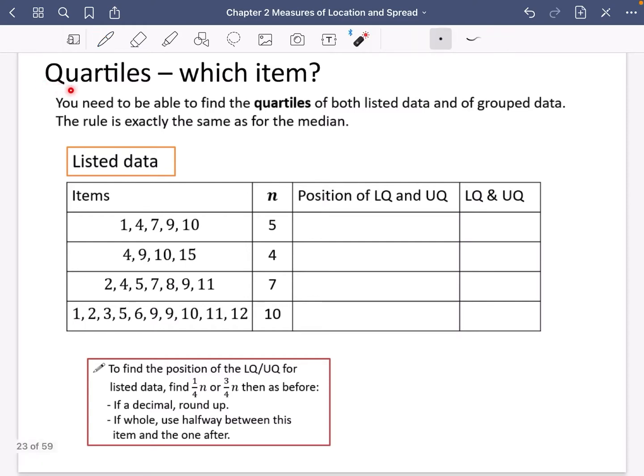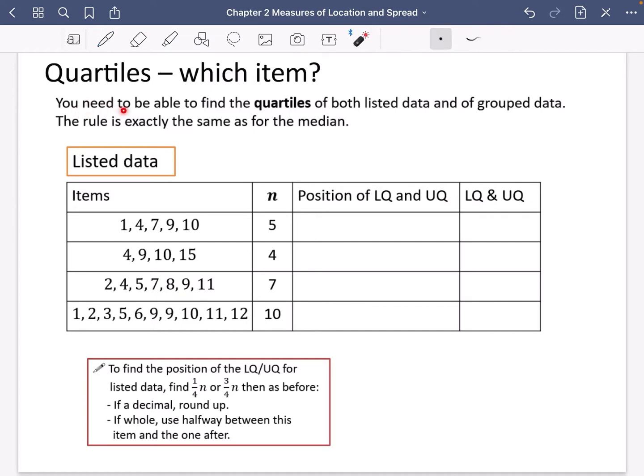Okay, so next up, we're looking at quartiles. Similar to what we did with the median. Just as a quick reminder though, the quartiles are the things that split up into quarters. So you'll have the lower quartile and the upper quartile, which is at the quarter and the 3/4 position.